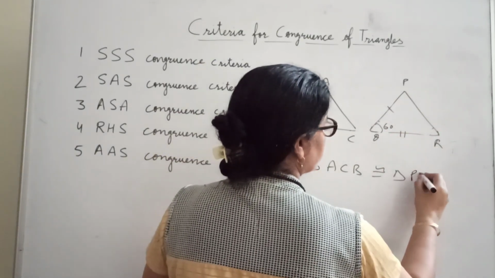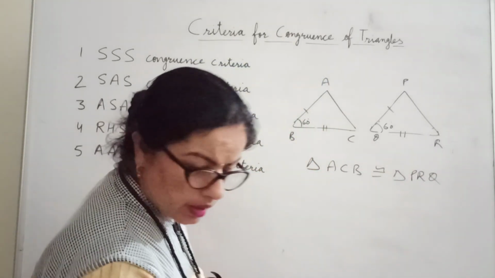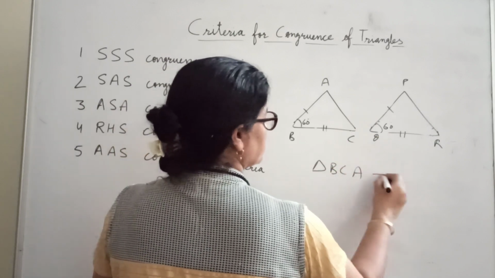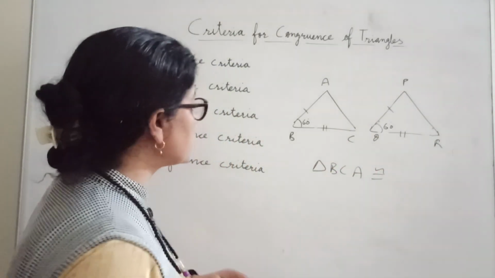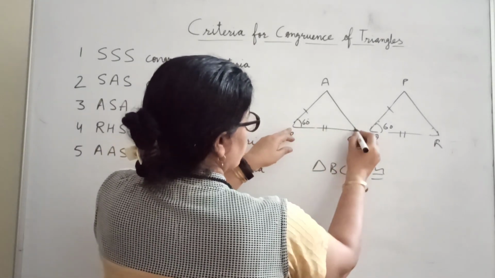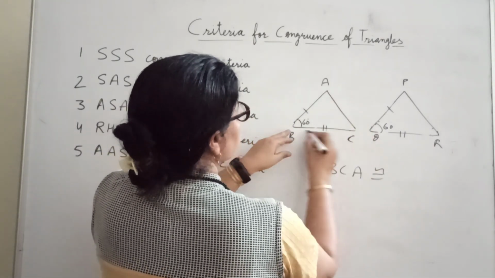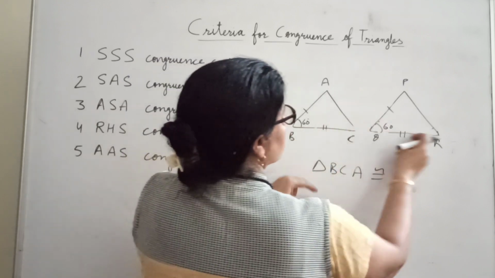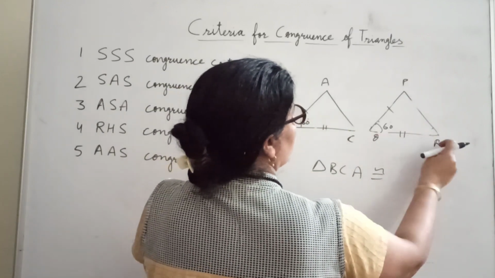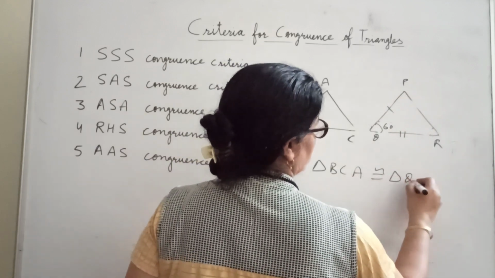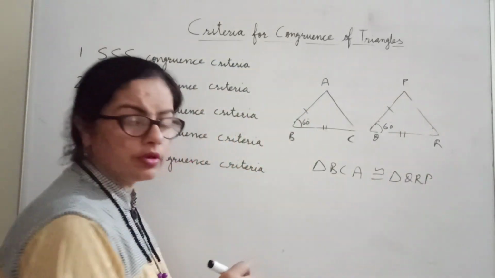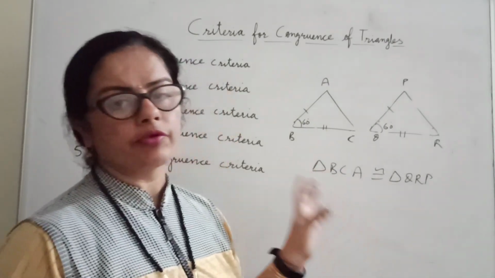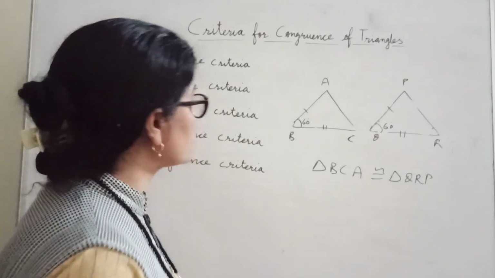PRQ, like this we will write PRQ. If I have written here triangle BCA, see carefully, BCA, see the order here: second side to blank side, second side to blank side, QRP. This will be the order. So while writing the congruence, we have to be very careful about the order also.